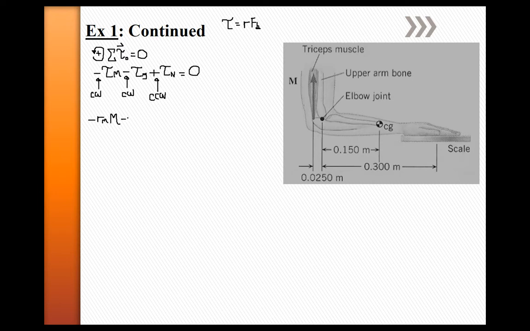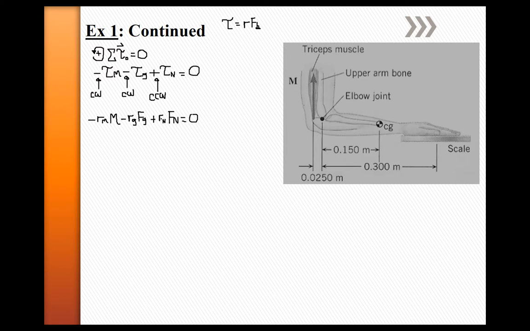Tau g would just be the lever arm Rg multiplied by the perpendicular component of the force of gravity to the forearm. Well, it's already perpendicular, so it would just be Fg. Plus the lever arm for the normal force multiplied by the perpendicular component of the normal force to the forearm. It's already perpendicular, so it's Fn.